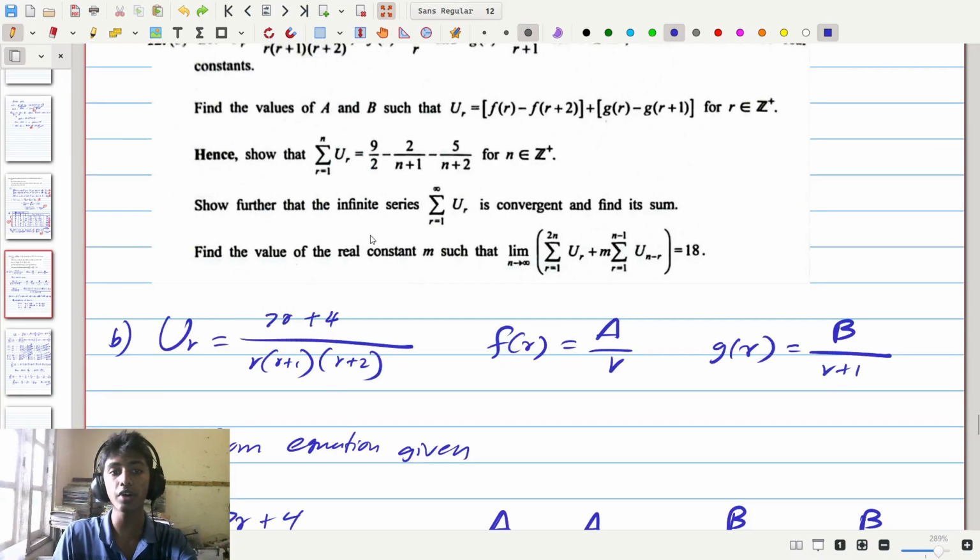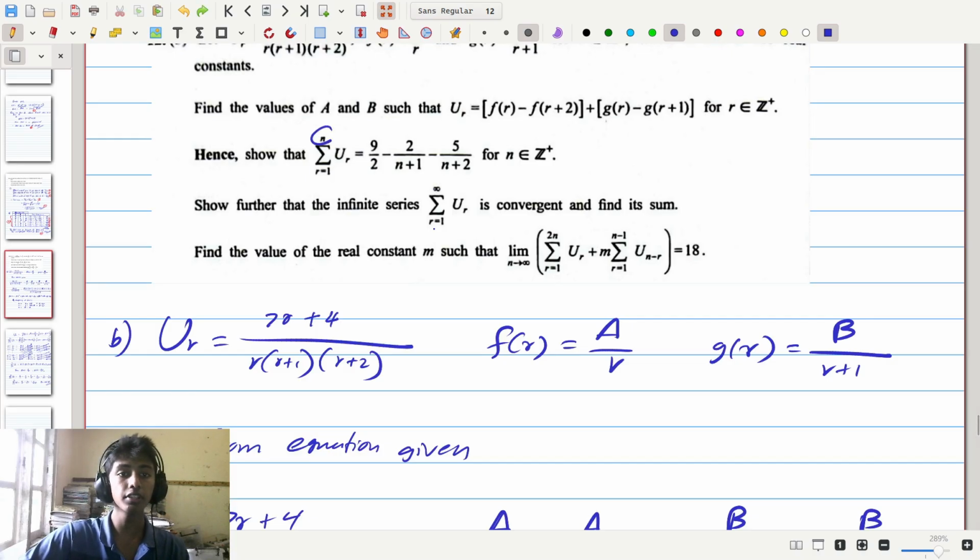Next, we need to show further that the infinite series sum from r equals 1 up to infinity of u of r is convergent, and we need to find its sum. Now in this case, we already know the finite series. We know the series from r equals 1 up to n of u of r. So now, in order to see whether this is convergent and to find its sum, what we need to do is to take the limit of this sum as n approaches infinity.